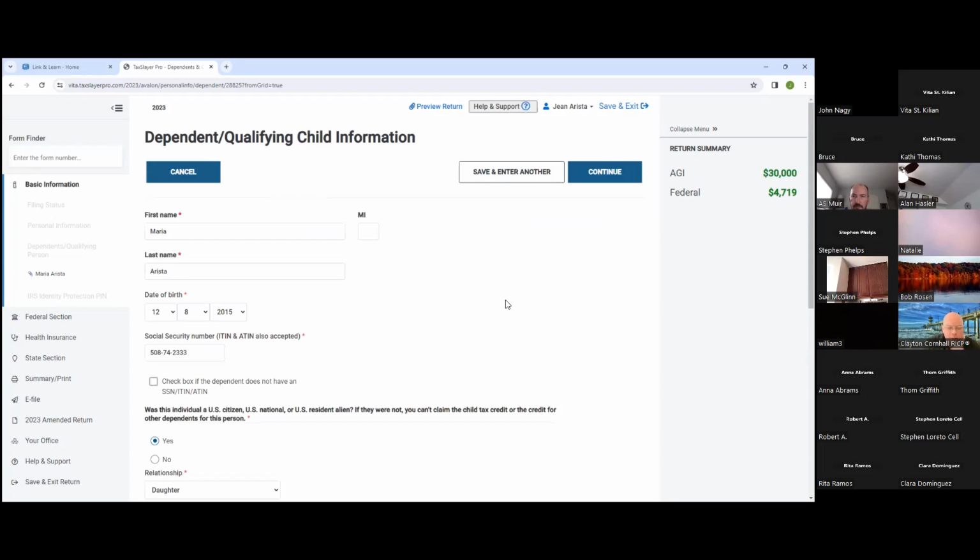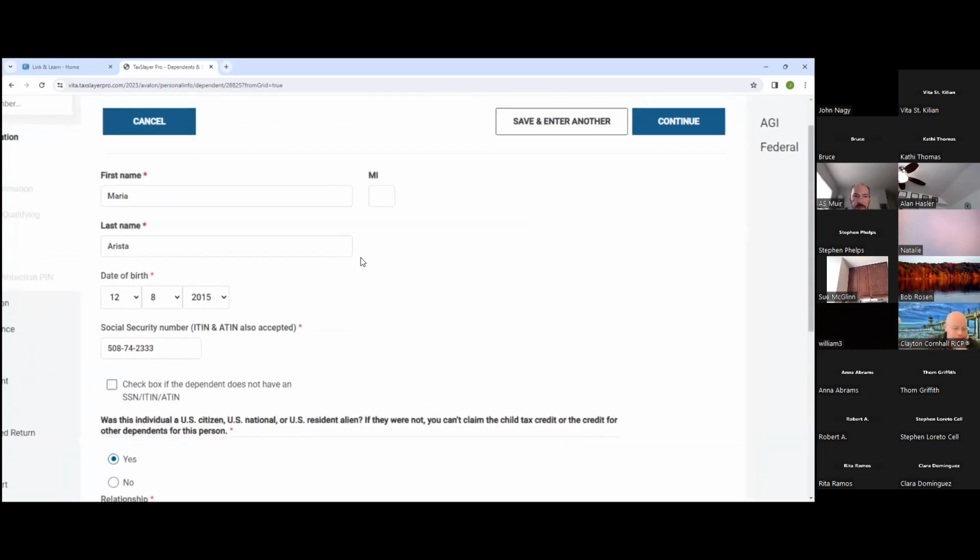Is there any way we can expand the font a little bit? Extend the font. Oh, make it a little bit bigger. Let's see. Control plus, yeah, there we go. Now I can see it.